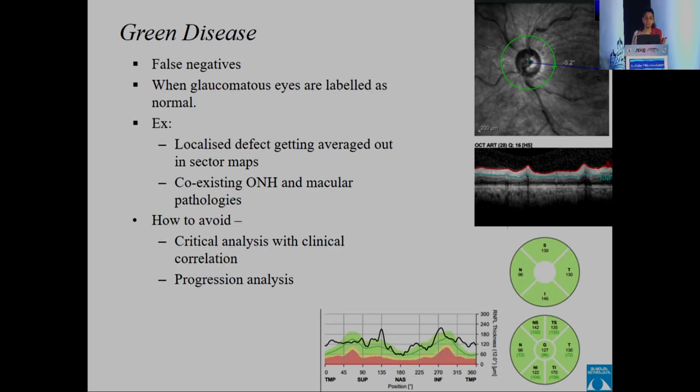And there is something called green disease, where abnormal is labeled as normal. So in this case, a patient of known glaucoma having an inferior rim notch, when presented with CRVO, had retinal edema, and because of which the GOCT showed a green image showing normal thickness in all, which is actually false.